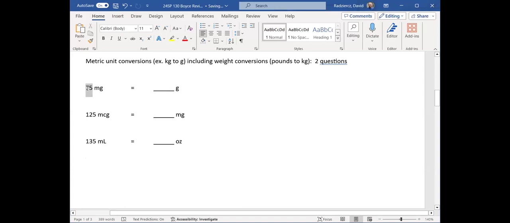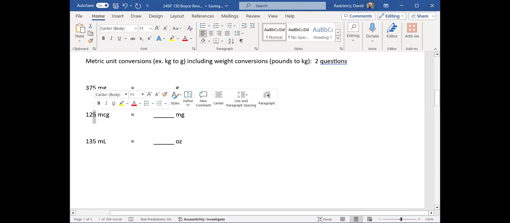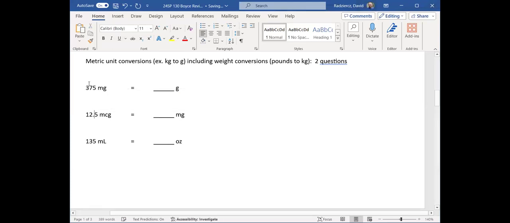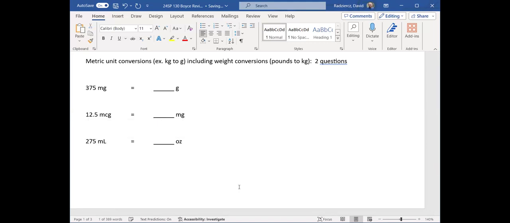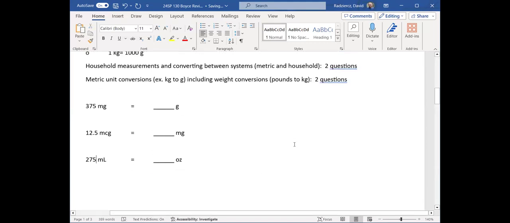So I'm going to make this, let's say 125 milligrams. Actually, since I already did that previously, let's make that 375. And let's make this 12.5 micrograms. And we'll make this, let's say 275 milliliters for solving these things.